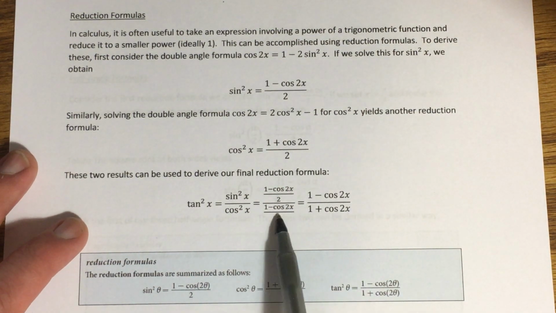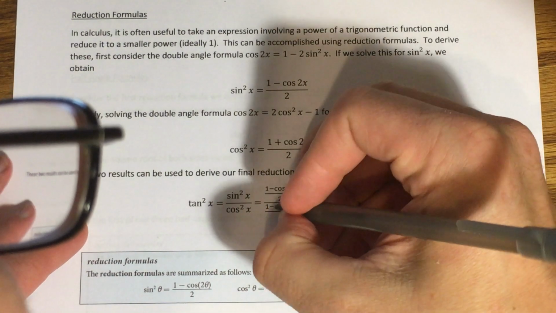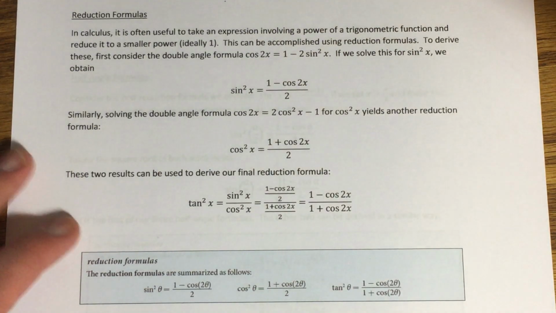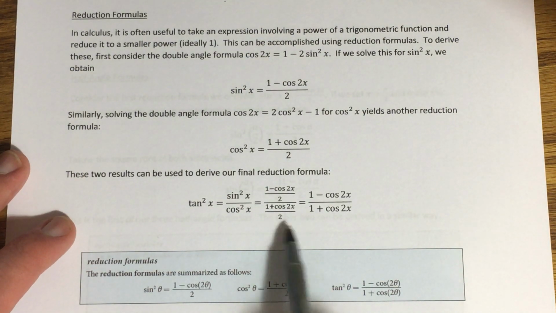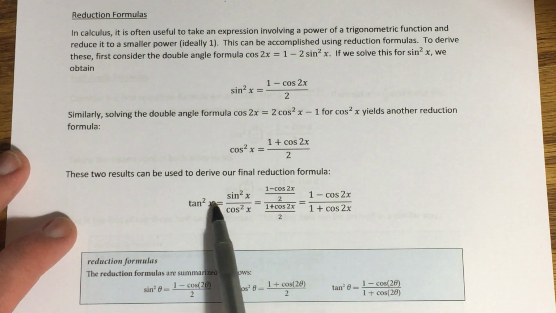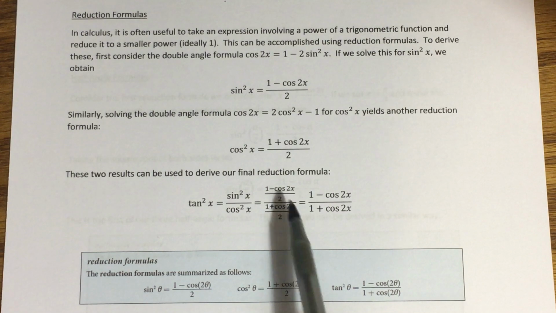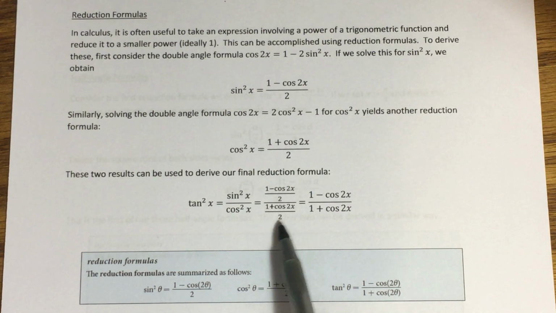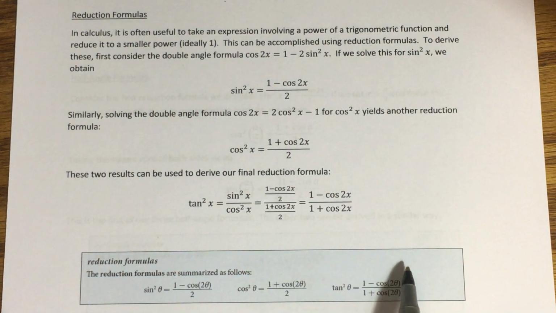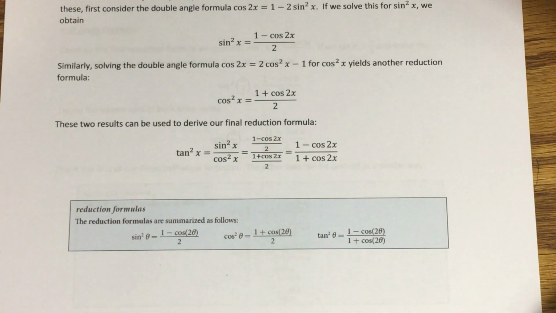Cosine squared of x is equal to (1 minus cosine of 2x) over 2. And that should be a plus. Little typo there. That's easy to fix. (1 plus cosine of 2x) over 2. So I'm just using these and creating a quotient out of them because that's what we get to do with a tangent. The 2's in my denominators can cancel out, and I'm left with (1 minus cosine of 2x) over (1 plus cosine of 2x). Those are the 3 reduction formulas.